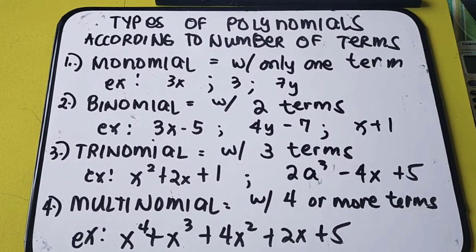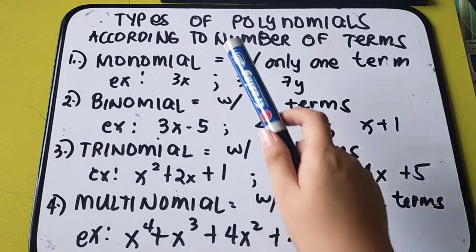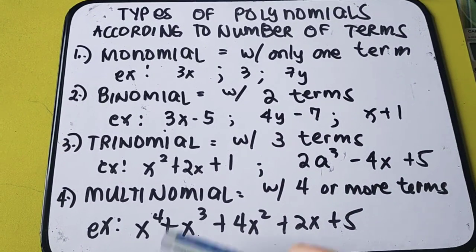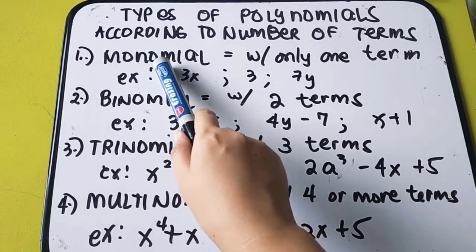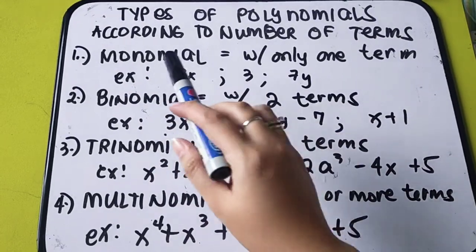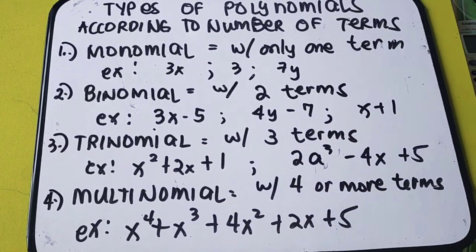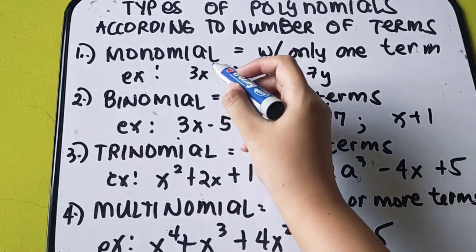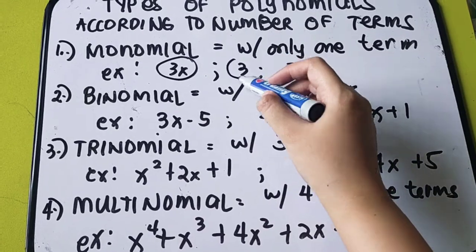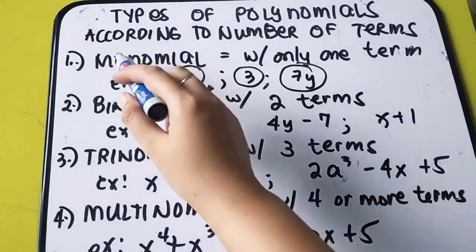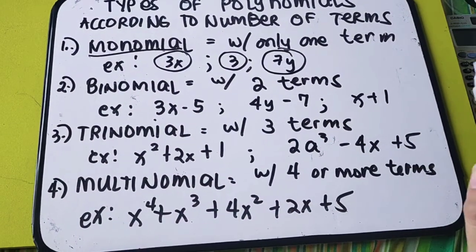Let's move to the types of polynomials according to the number of terms. We have here 4 types according to the number of terms. The first one is what you call monomial. When you say monomial, it has only one term. Example, we have 3x, one term only. We have here 3, one term only. 7y, that is one term. It is called a monomial when it has only one term.